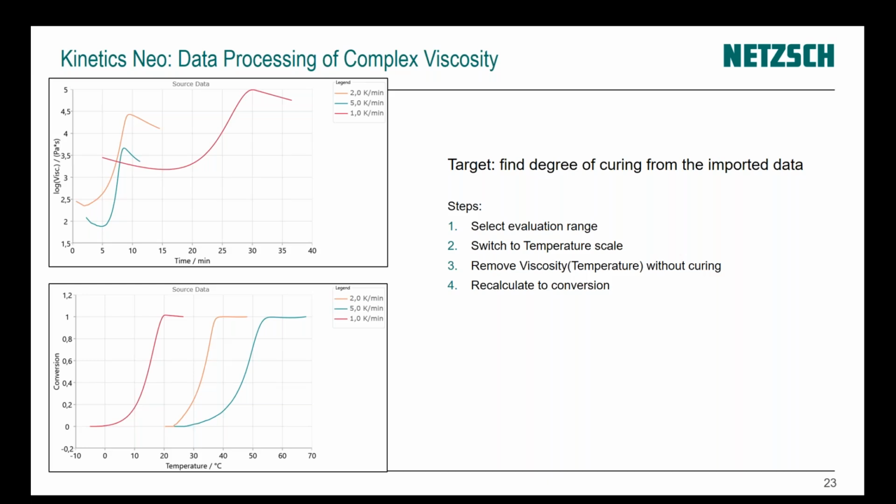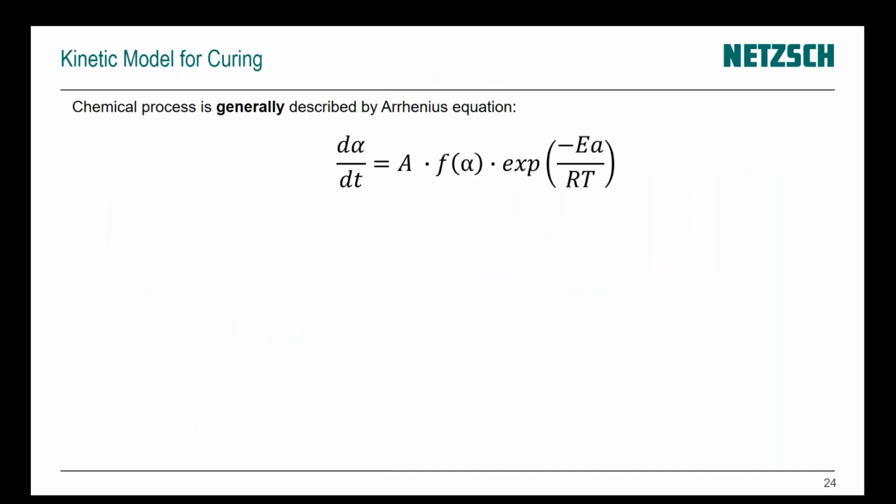Now we take these curves in this course and we can describe them with mathematical equations. So we use these curves for mathematical modeling. Here we have a mathematical equation for describing all experimental curves, one equation for all curves. Here is the Arrhenius equation. Alpha is degree of conversion, and in the curing case, it's degree of cure. A is the pre-exponential factor. f of alpha is the current reaction type. E is activation energy, and T is temperature.